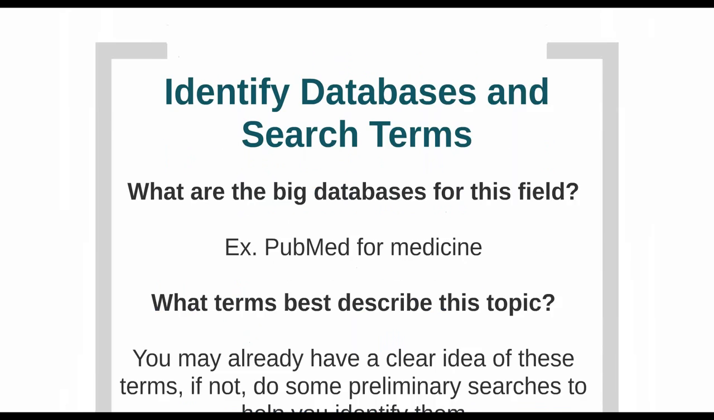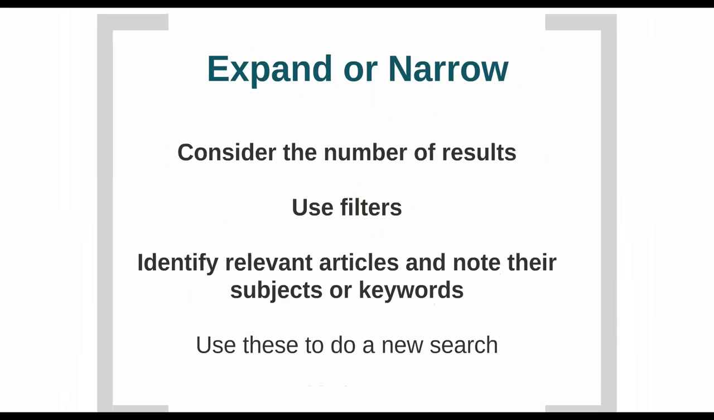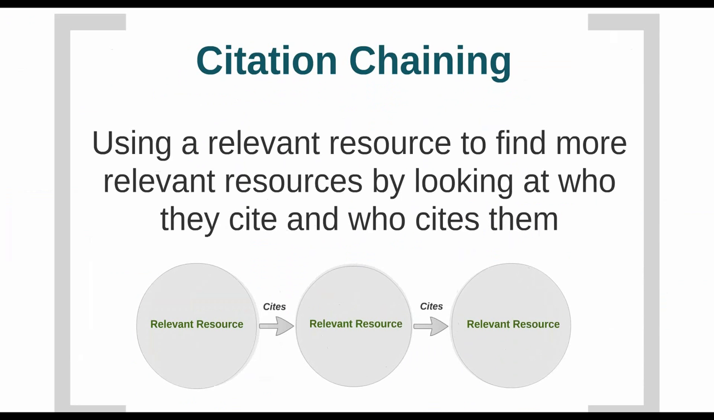Citation chaining, let me just see if I can jump ahead to that for a second. Citation chaining is kind of like this. Let's just take that center circle for a moment. When you find a relevant article, you can go back and see who they've all cited, aside from their reference list.